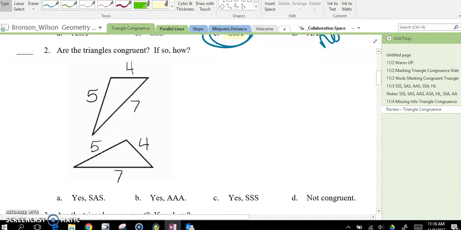Are the triangles congruent? So, I hear some yeses. Very good. Let's talk about, we have a side over here. That's a measure of 4. Is there another?